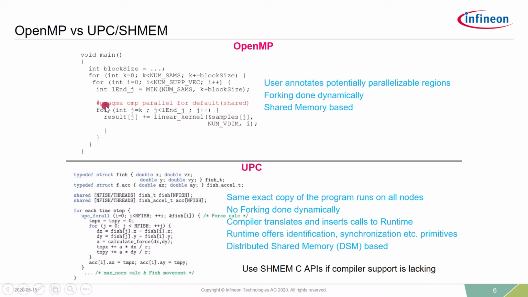the users write, or let's say the users annotate, several parts of code which they think is parallelizable and can be parallelized. The compiler then inserts calls to runtime, which then clones the parallelizable regions onto a certain number of CPUs. In the case of UPC, there is no dynamic forking of parallelizable regions.